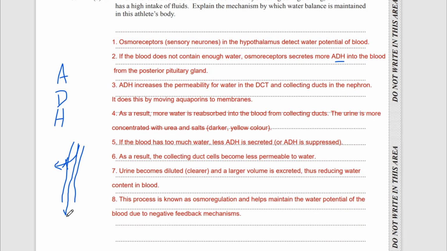So this is like if you already have enough water, you don't need to put any back into the bloodstream. You already have enough. So you don't need any ADH here. You want to urinate out all this excess water. So it becomes less permeable to water. Urine becomes diluted or clearer because there's more water obviously, and a larger volume is excreted, thus reducing the water content in the blood. So this process is known as osmoregulation, and it helps maintain the water potential of the blood due to negative feedback mechanisms.